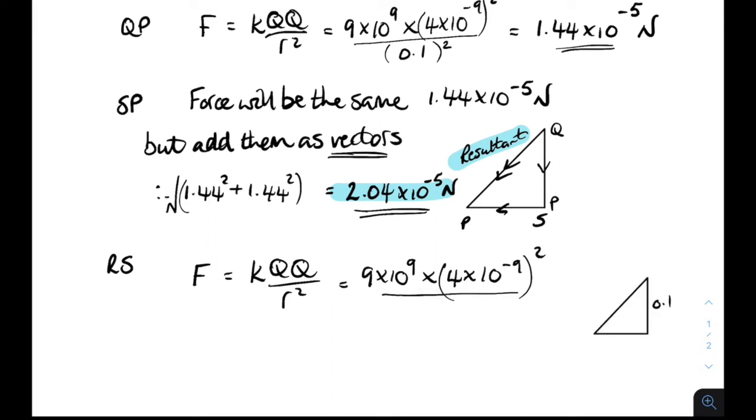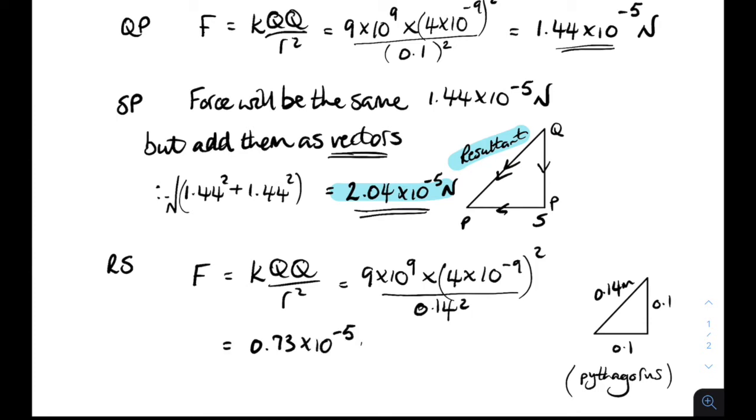We'll need to sketch a little right angled triangle here showing us the sides of the square. So the diagonal in the square will be 0.1 squared plus 0.1 squared square rooted. And that gives us a hypotenuse of 0.14 metres. So that's the distance between the diagonal and the square using Pythagoras. And so we put 0.14 squared in for the bottom line there on the right. Do all that on your calculator and that gives you a force of 0.73 times 10 to the minus 5 newtons.